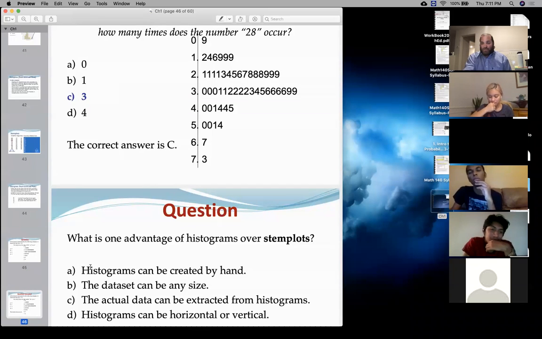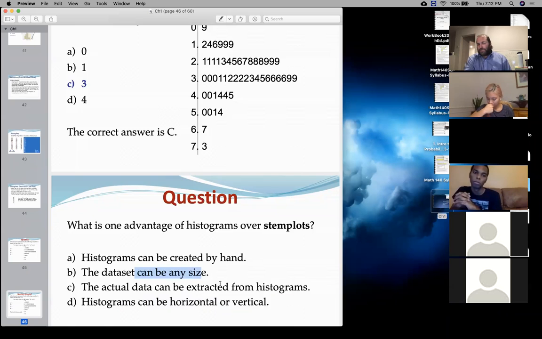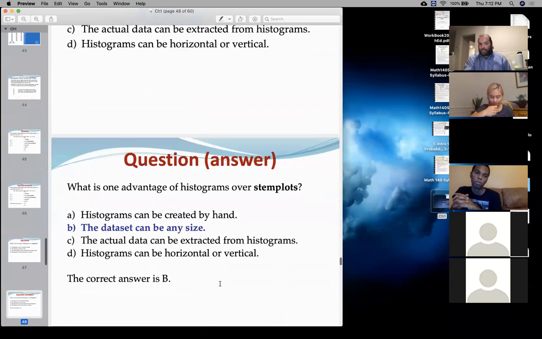Wonderful, right? Histograms can be created by hand. Well, so can stem plots, right? It's not hard to make a stem plot by hand, so that can't be it. Histograms can be horizontal or vertical. Yeah, just turn it sideways. That's not a problem. Can the actual data be extracted from histograms? Well, no, because you have a class, 60 to 65, but you don't know where in the class it is. But the data set can be any size. That's not a problem. So the answer is, in fact, B.